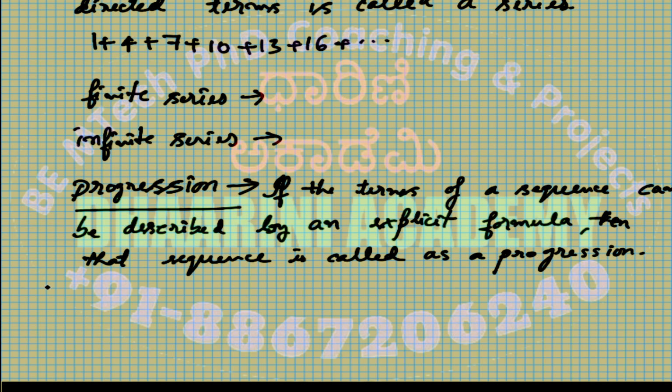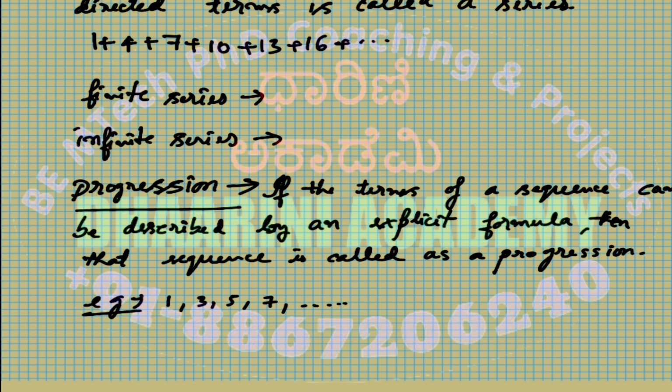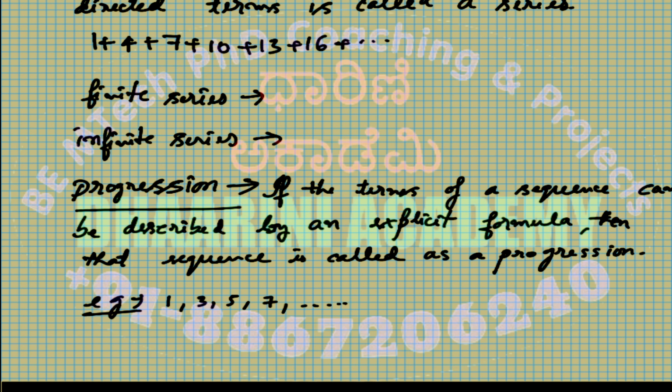For example, if I write 1, 3, 5, 7, etc., you see that I'm adding a specific number to the previous term to get the next term, and so on. If we are able to write something like this, then that will be called a progression.